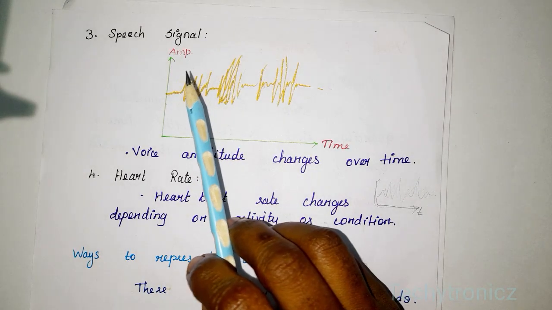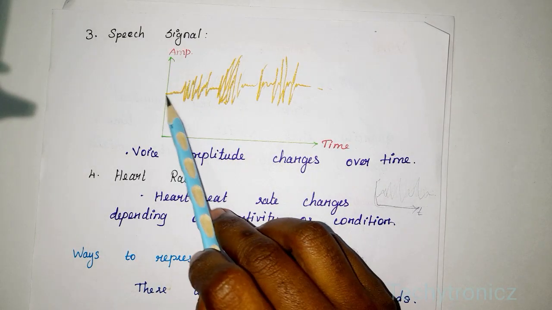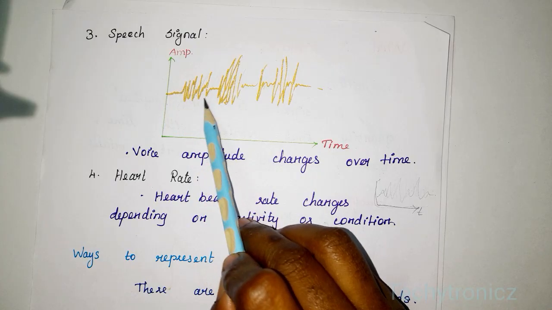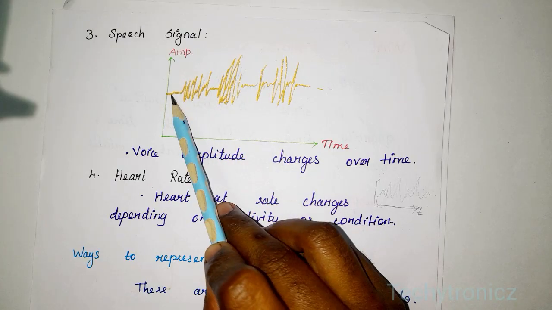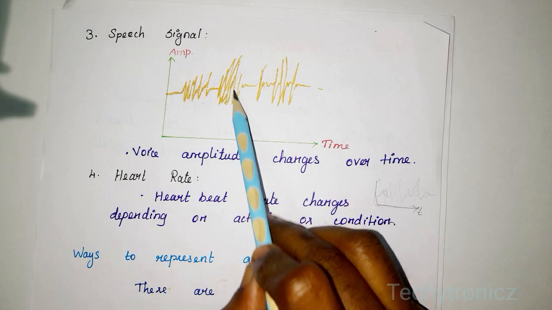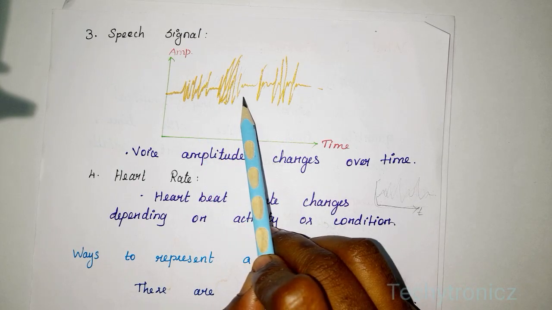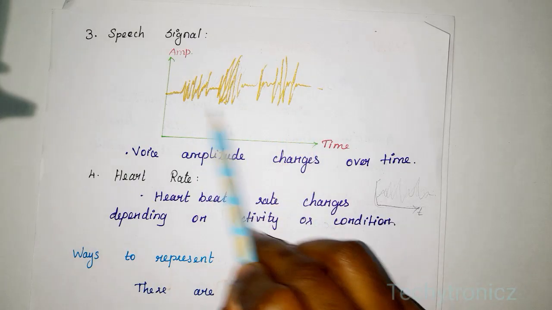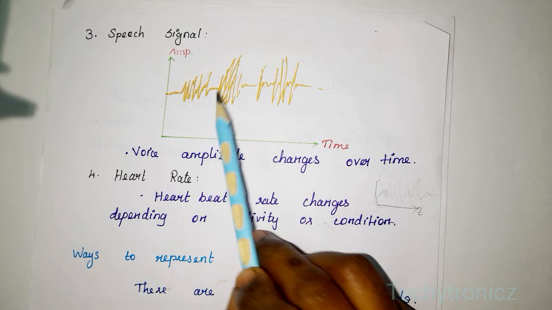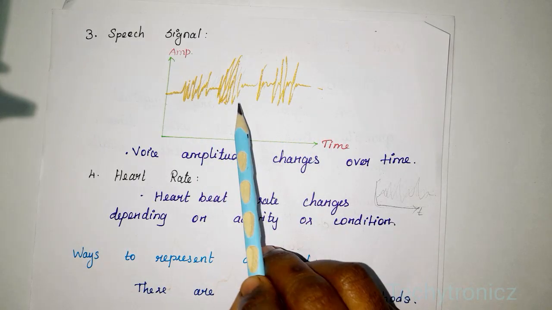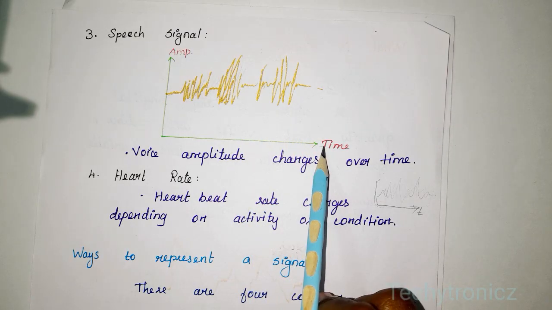Next one is the speech signal. When we speak, our voice amplitude changes continuously. If we record it, the waveform we get is called a speech signal. It contains information in the form of sound pressure variations over time.